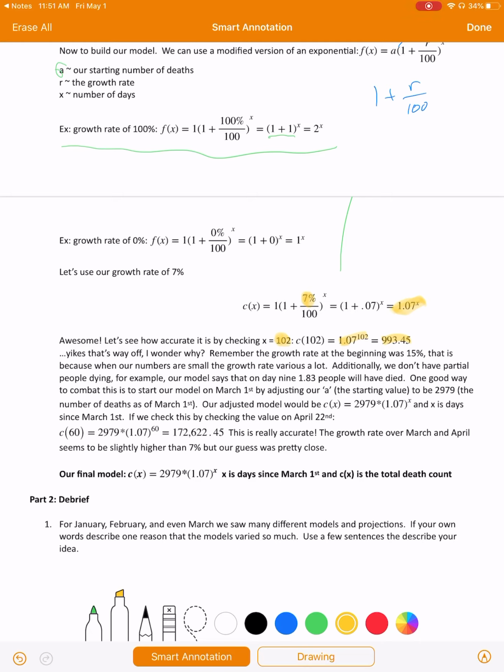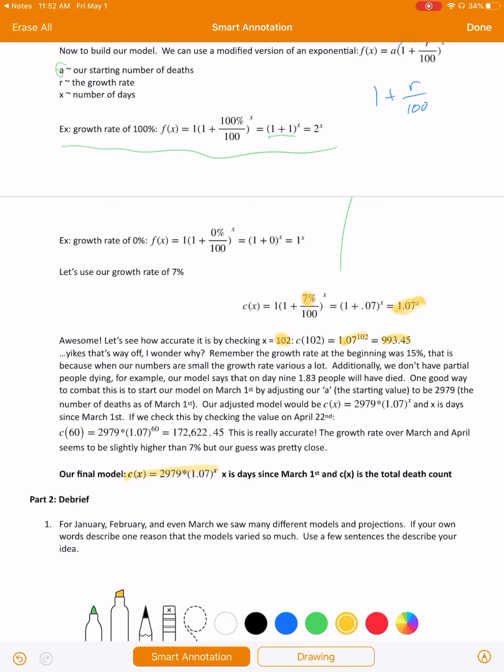And that's one of the cool things about math: we are able to make accurate predictions about data and about numbers and about things that we can expect to happen. Okay, so that being said, our final model is going to be 2,979 times 1.07 to the x. This is a model that starts on March 1st, so March 2nd would be day 1, and March 3rd would be day 2. It's days since March 1st, right? And that's our x value that we're plugging in.